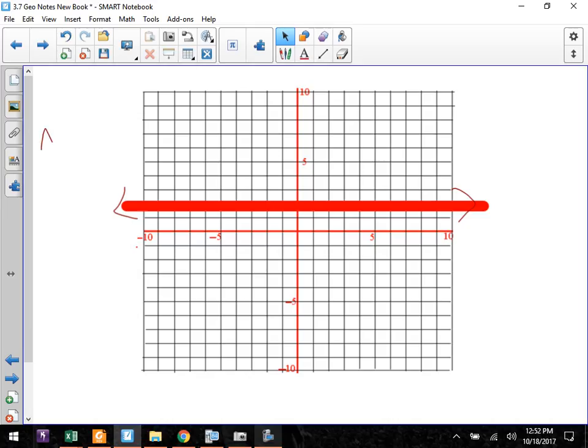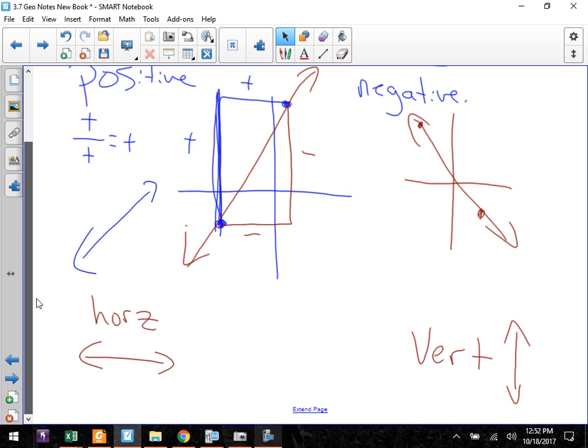Horizontal lines, the change in y, if something never changes, what's its change? 0. The change in y in a horizontal line is always 0. The change in x is always going to be some number. So what is 0 always divided by some number? 0. So what happens here is, no matter what, every single horizontal line will always have the same slope. It's always going to be 0. So horizontal lines have a slope of 0.